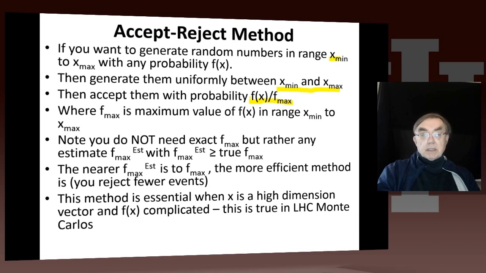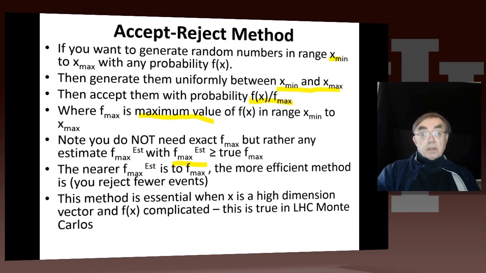Sometimes it's very hard to find the maximum, so what you need to do is estimate the maximum. This is what I used to do. You use that estimate, not the true maximum, and you'll find that it's perfectly fine, whatever the estimate is. However, if the estimate is far off the real maximum, then you reject a lot of events which shouldn't be rejected, and so it's not so efficient.